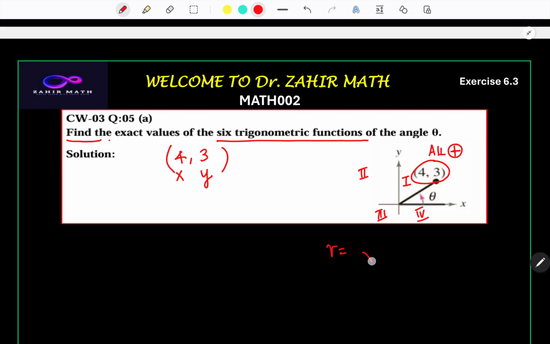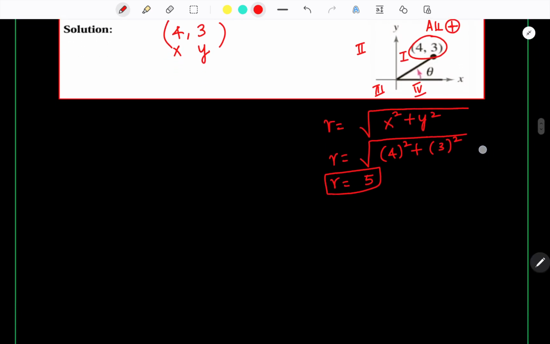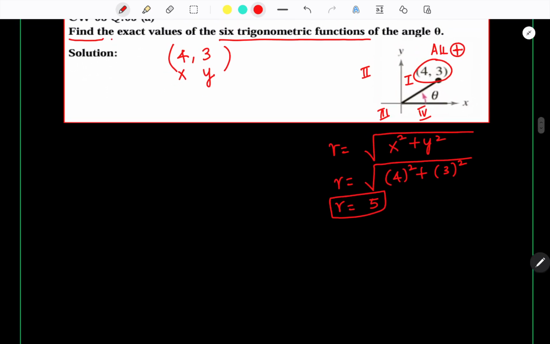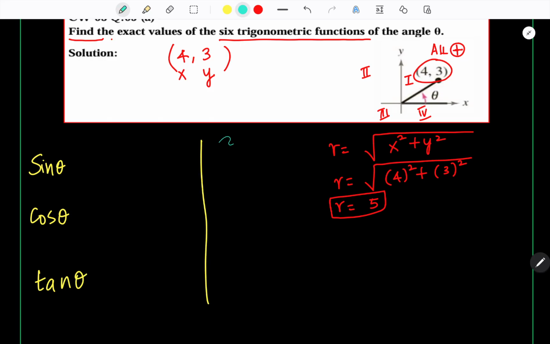So we need r. What is r? Square root of x square plus y square. So r is equal to square root of bracket open 4 square, 3 square, sorry. R is equal to 16 plus 9, which is 25, which is equal to 5. R is equal to 5. Now, they are asking all the 6 trigonometric ratios. So sine theta they are asking, cosine theta, tan theta, and after that cosecant theta, secant theta, then cot theta, right?